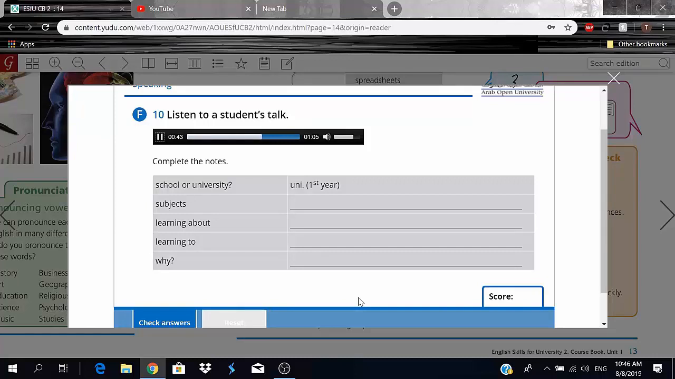I like IT because it is interesting. It is important for me because I want to be a computer programmer. I like business studies too because I want to start my own company. Okay, that's it. Thank you.